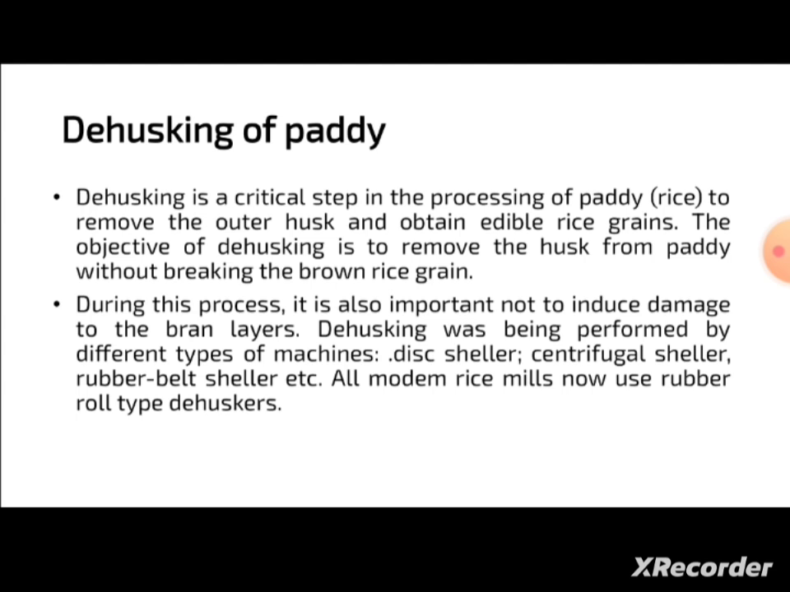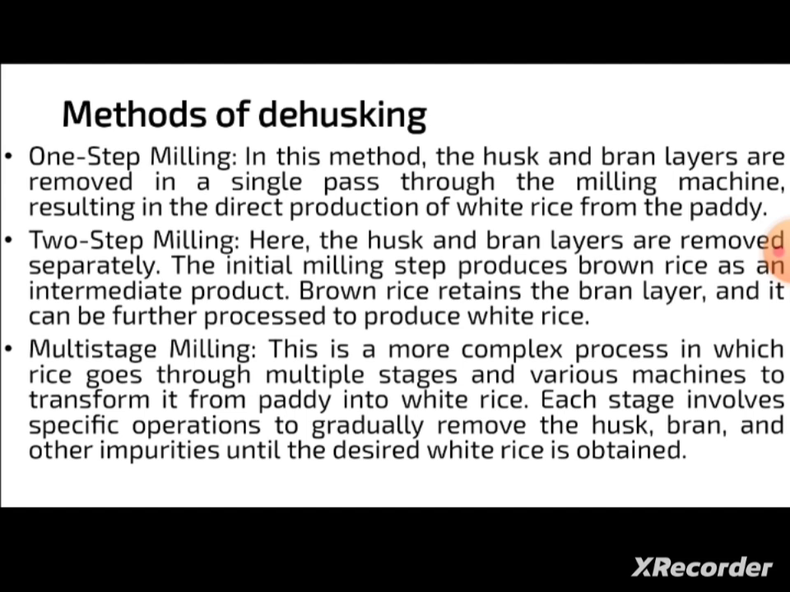So de-husking of paddy is nothing but removal of the outer layer of the paddy to get the rice. This is a crucial step in processing of paddy. During this process, it is also important not to induce damage to the bran layers. De-husking was performed by different types of machines like disc sheller, centrifugal sheller, rubber roll sheller, and rubber belt sheller. All modern rice mills now use rubber roll type de-huskers.